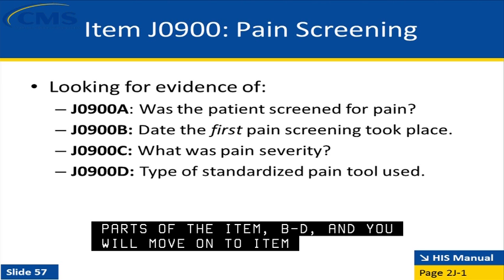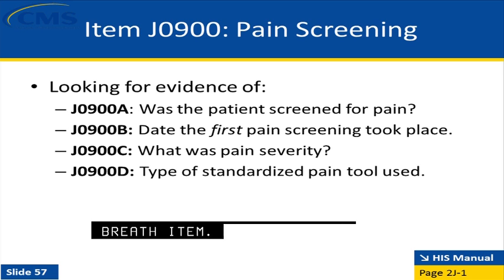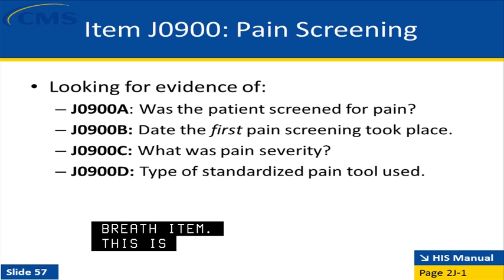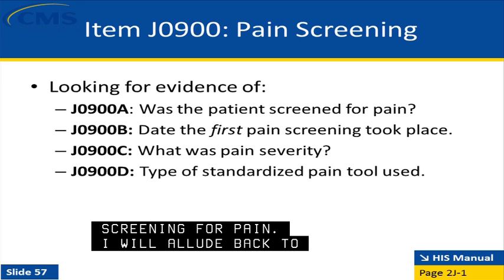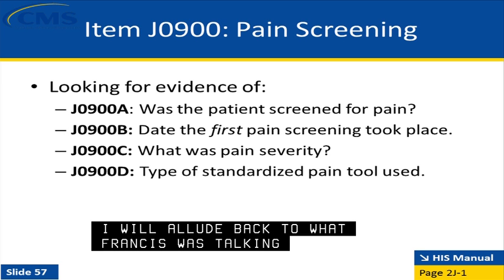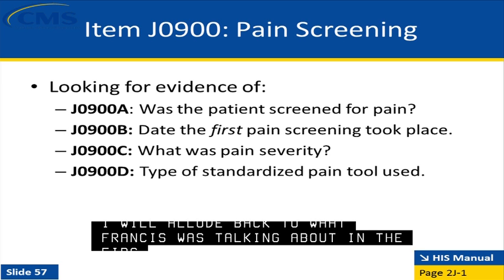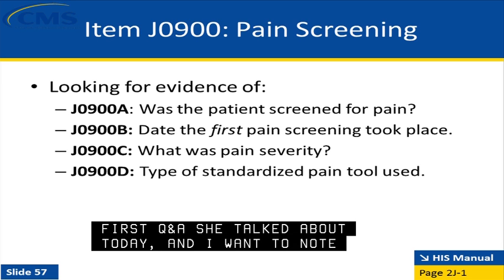The next part is J0900B, which is the date of the first screening for pain. I'm going to allude back to what Francie was just talking about in her first Q&A that she presented today. I want to note here that J0900B and this entire item is talking about the date of the first screening for pain.